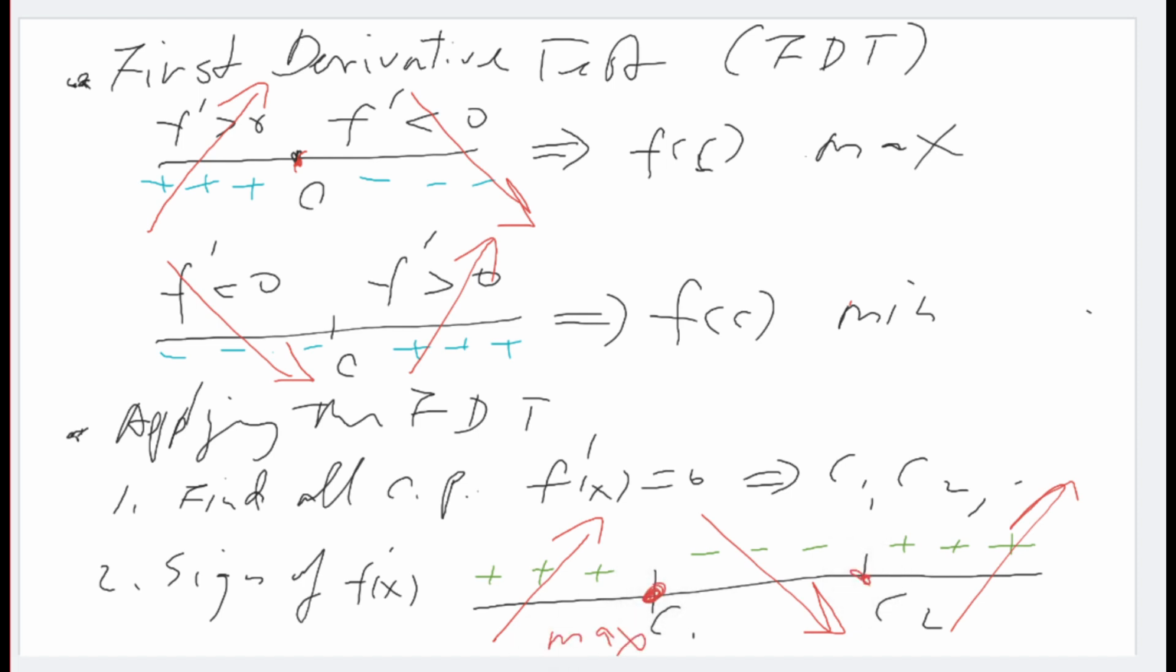We expect a minimum at this location. c2 is not a minimum. c2 is just a location. The actual function value would be the maximum or minimum. Okay, c is just a location, c1 or c2.